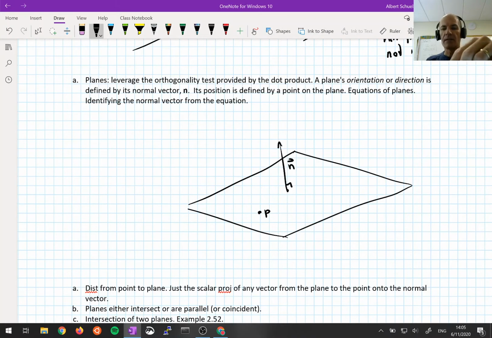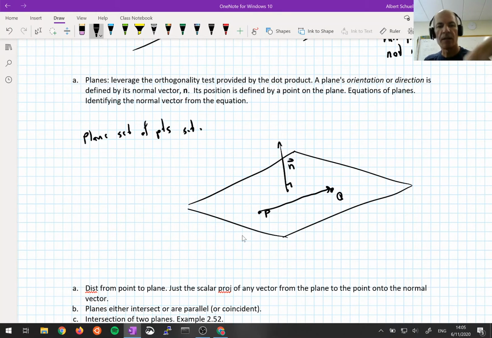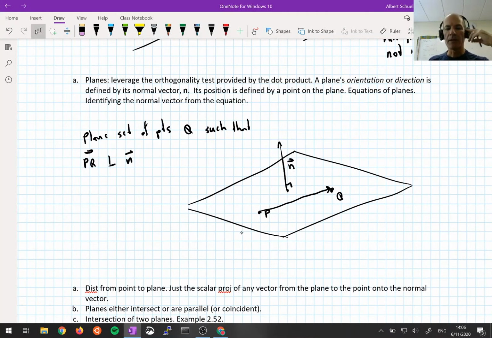Then the equation or the definition of a plane is really just the collection of points Q such that the vector PQ is perpendicular to the vector N. So the plane is the set of points, and let me label those points, the set of points Q such that the displacement vector P to Q is perpendicular to the normal vector. Well, if you'll remember, the dot product provides us a test for perpendicularness, and so we can express this relationship mathematically as PQ dot N equals 0. It's the set of points that satisfy that equation.